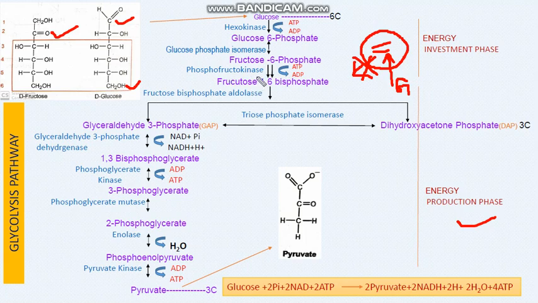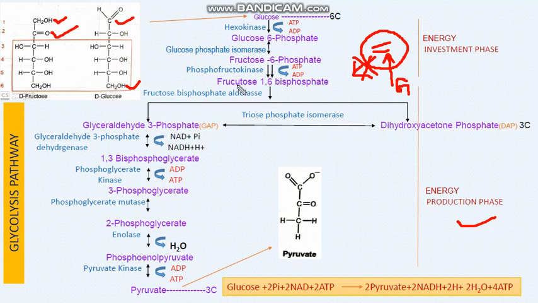So once the fructose 6-phosphate is formed, this gets converted into fructose 1,6-bisphosphate in the presence of enzyme phosphofructokinase. So again, there is a utilization of one ATP molecule, which is a high energy molecule. It liberates a phosphate molecule, which gets attached to the one position of this fructose molecule by substituting the hydrogen atom from this position.